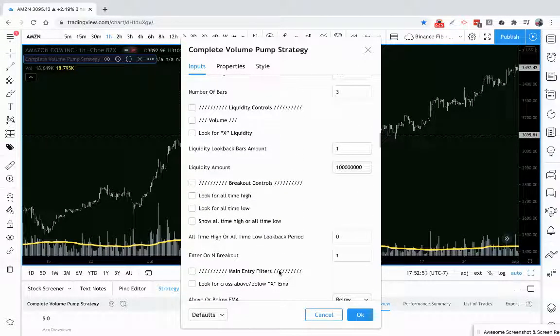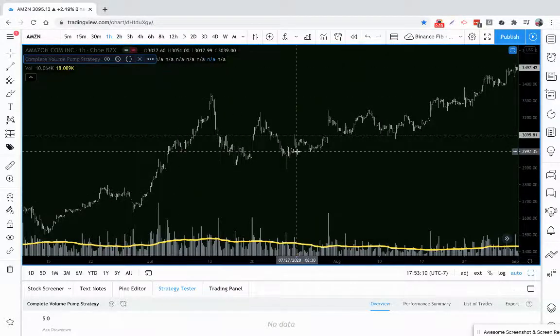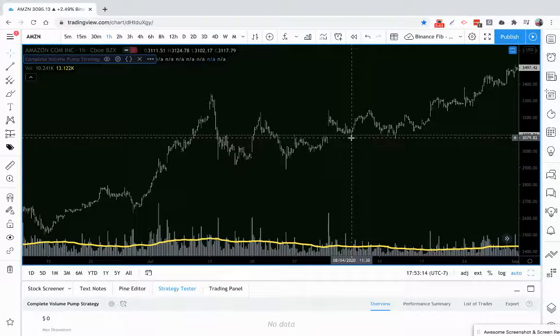So starting with liquidity controls, what that means is if you're looking for liquidity conditions in the market, you can easily find those. And liquidity is the amount of volume times the stock or ticker price of whatever you're trading. So the example here of Amazon, we're looking at Amazon's chart. Amazon's trading around $3,000 a share as of this video. And that times the amount of volume is going to give you liquidity.